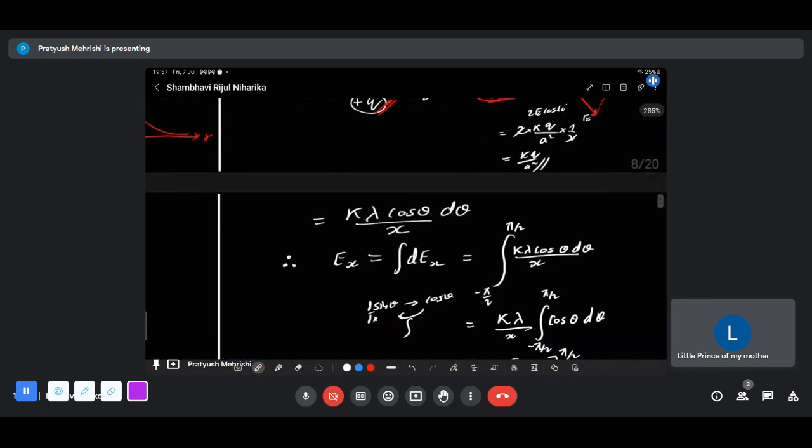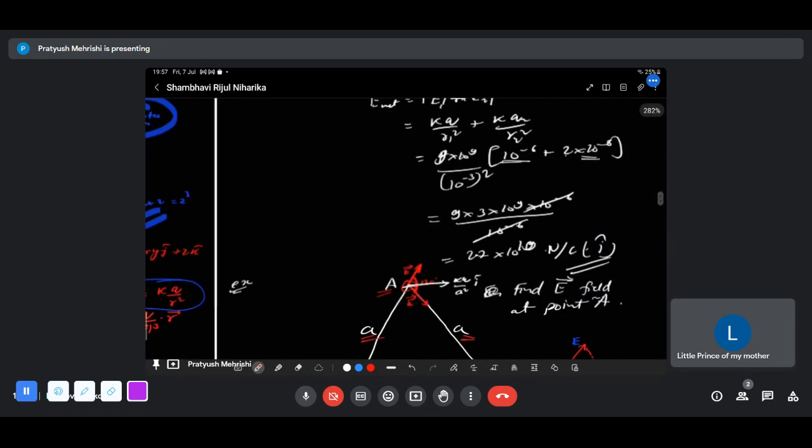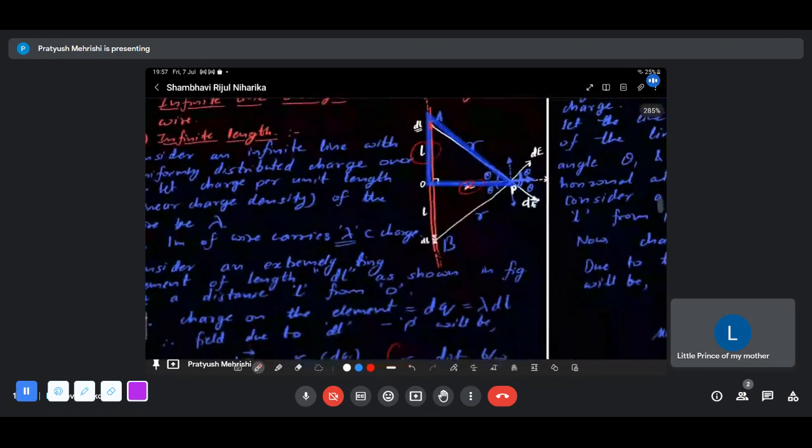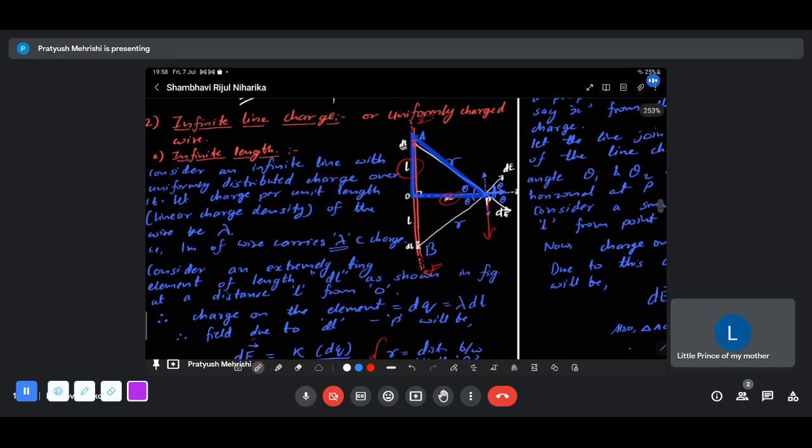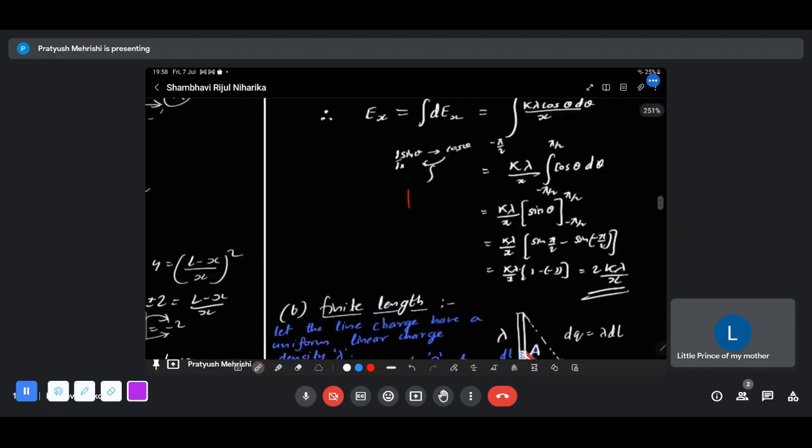K lambda by x cos theta d theta. Now we will integrate it from minus pi by 2 to plus pi by 2. Minus pi by 2 because when we look to the infinity in the downward direction, that is minus 90 degrees. And when we look at the upper infinity, we look in the upper direction like this, that will be plus 90 degrees. Got it now? Yes, sir.